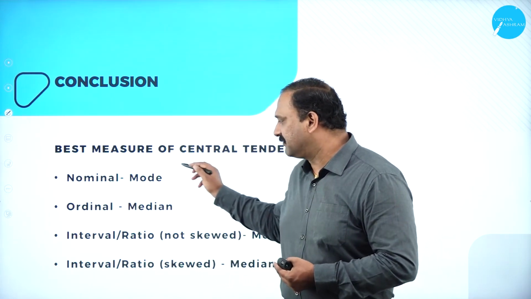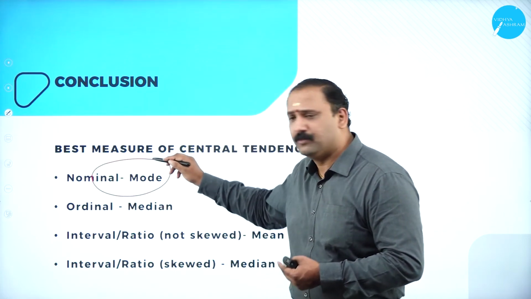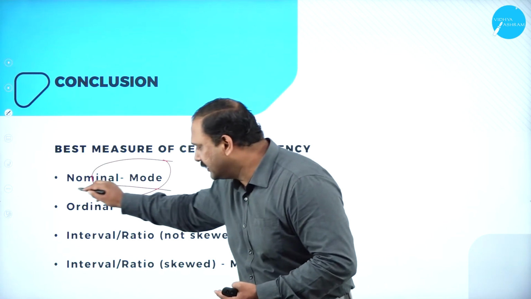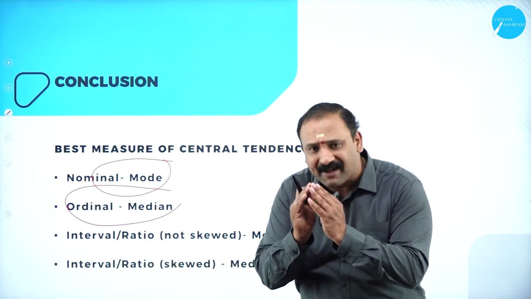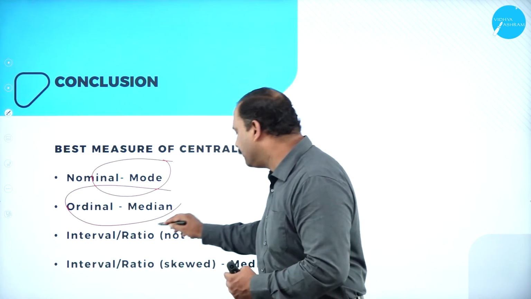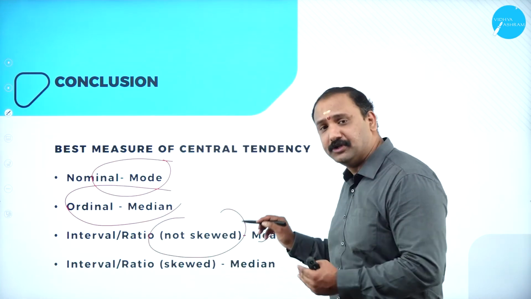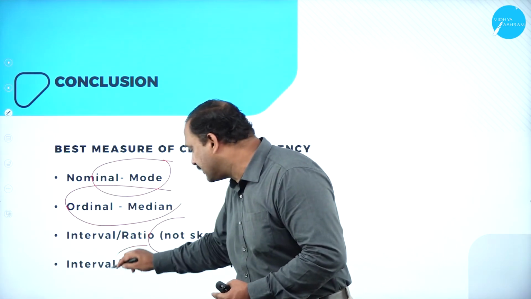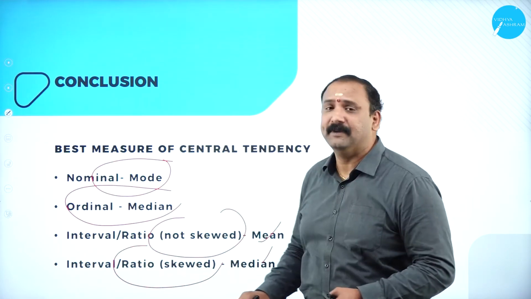Followed by the conclusion factor that we are going to talk about for this session: the best measures of central tendency. We are going to talk about the nominal, which comes under the mode value. The ordinal is normally a median because we have a sectoral factor there. The interval ratio, which is not skewed, then we are going to use the mean data. The interval ratio, which is skewed, then we again have a median data.